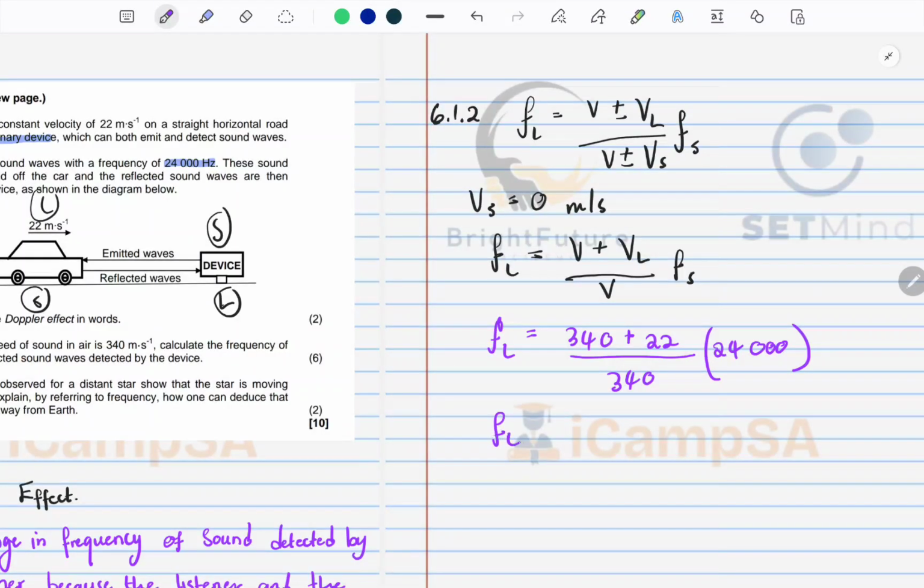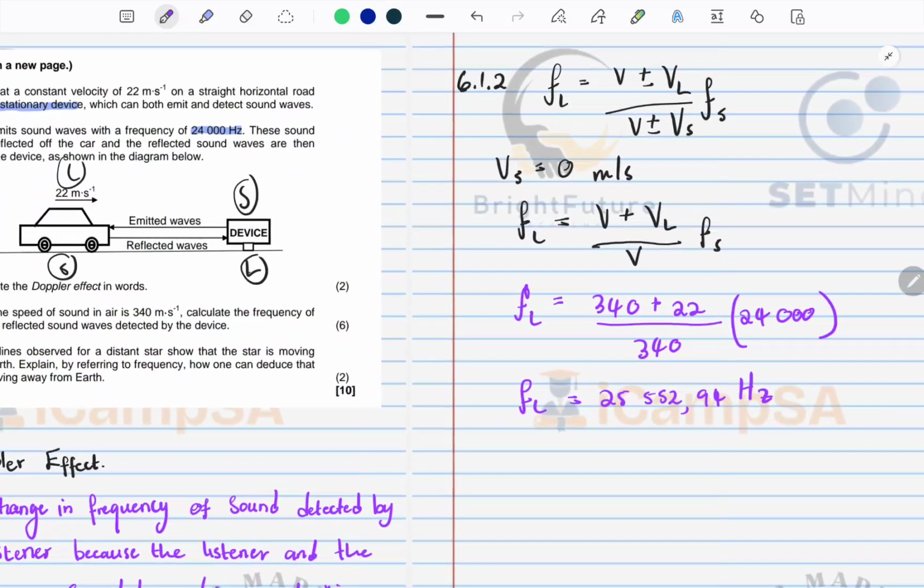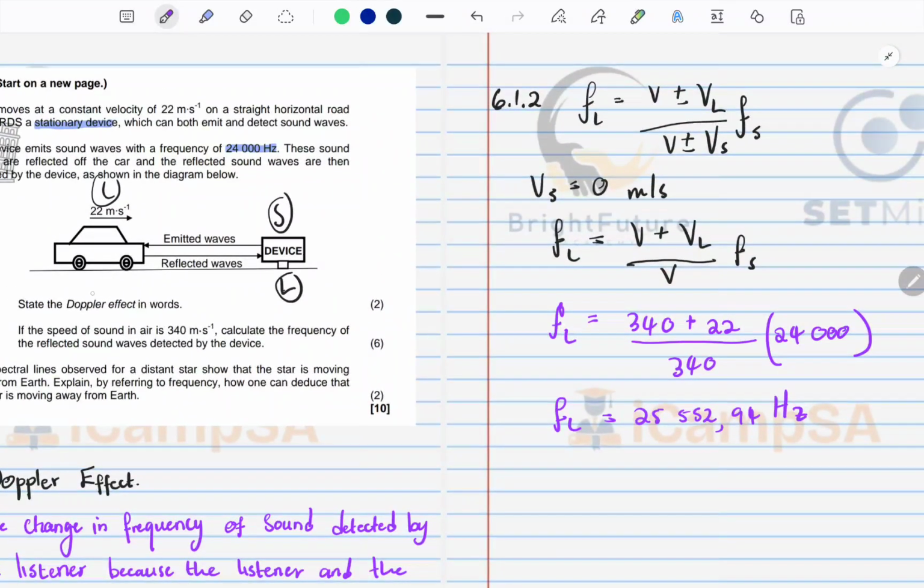This is the frequency from the source. So what is the frequency that we've got here? Let's play with our calculator. I'm getting 25,552.94 hertz. So at this point, this is now our source, which means this 25,552 is going towards the device. Now we need to calculate what the device is actually experiencing after this.